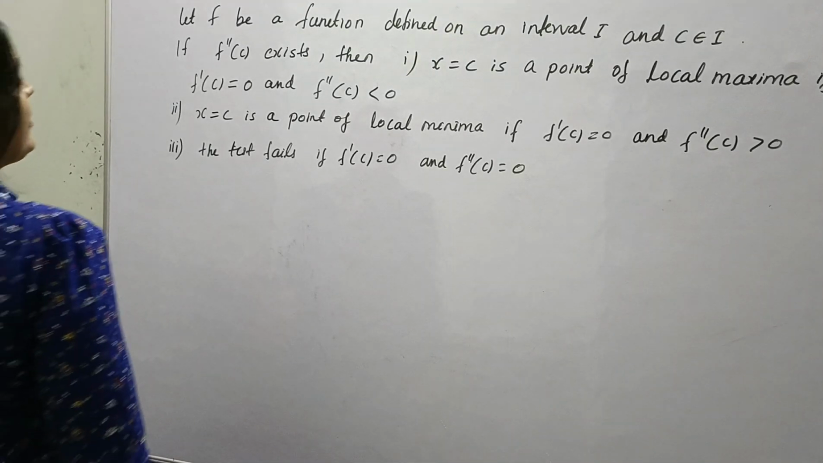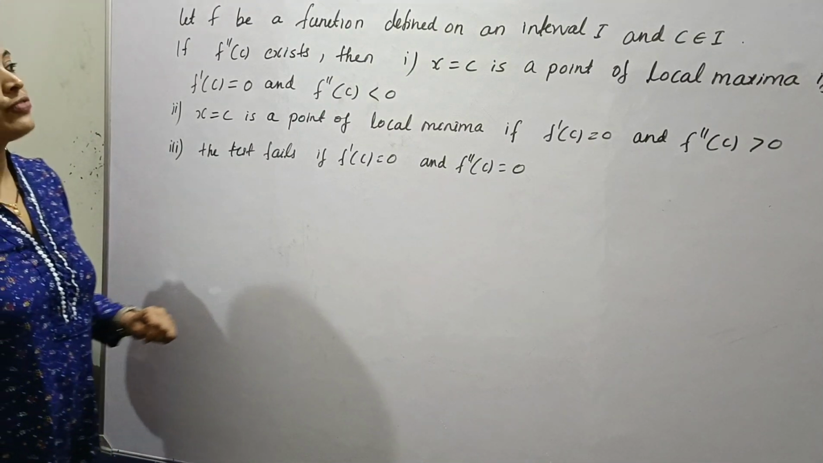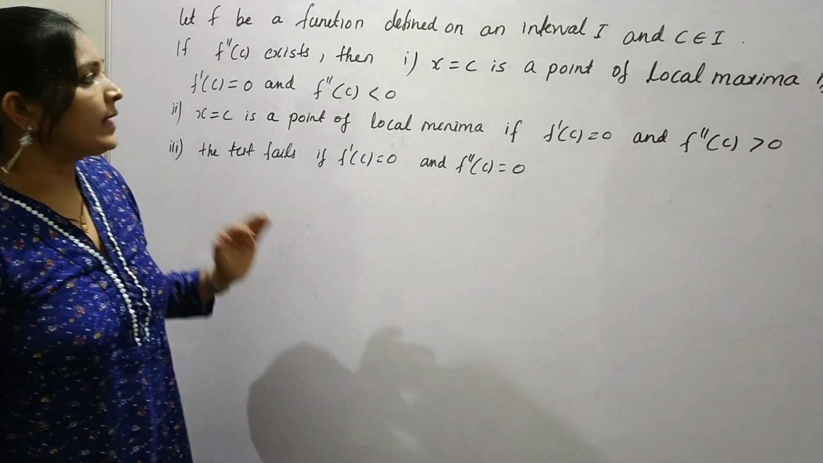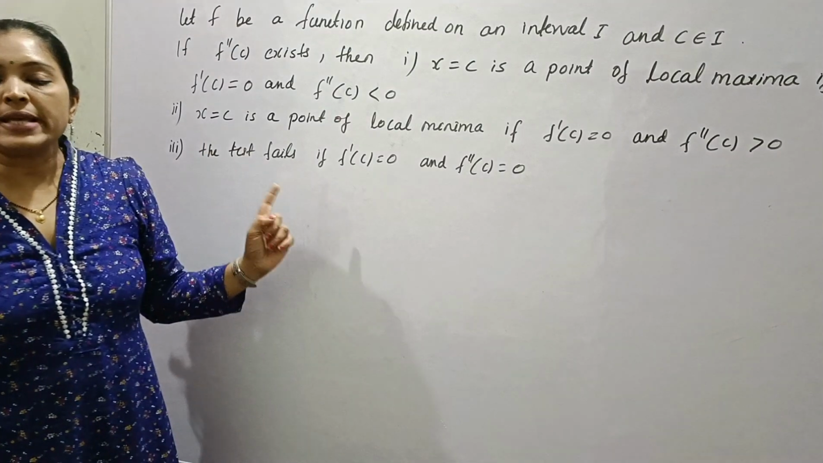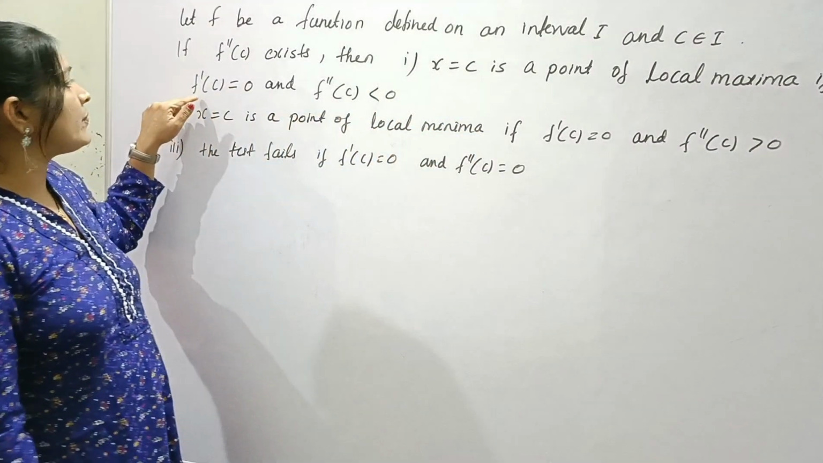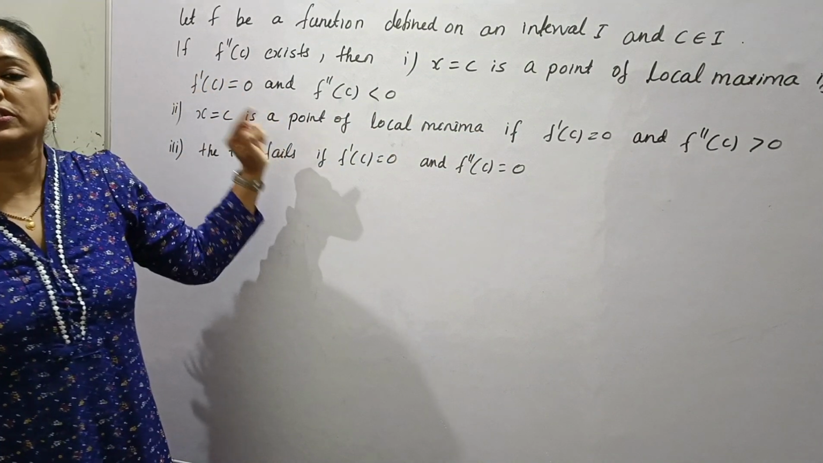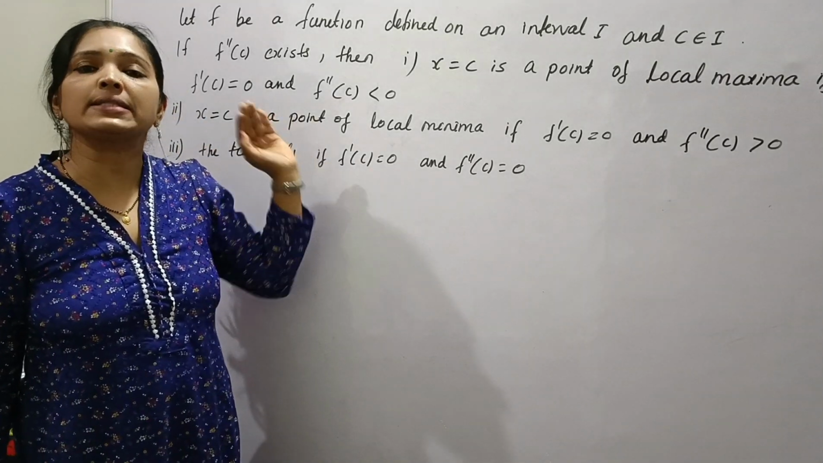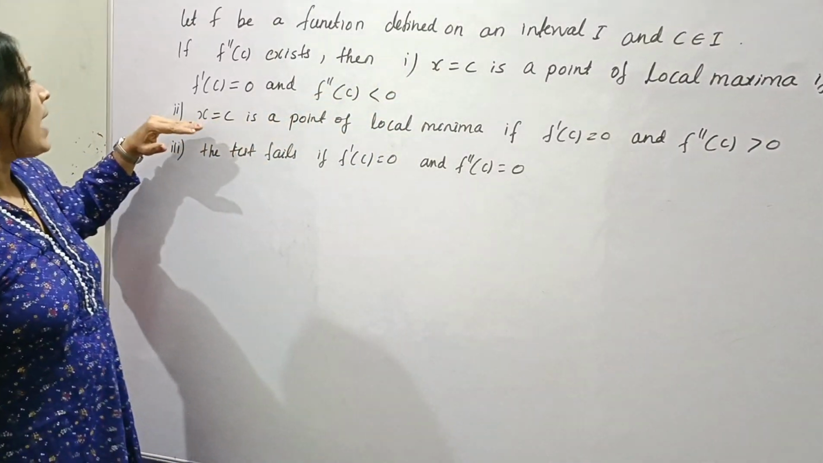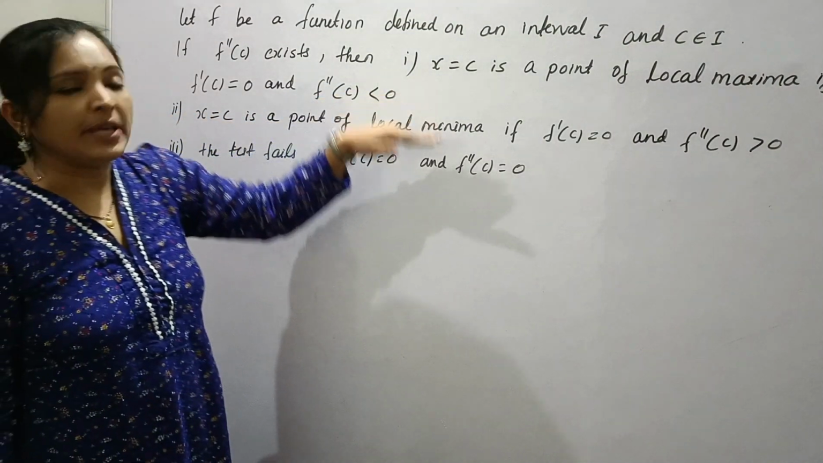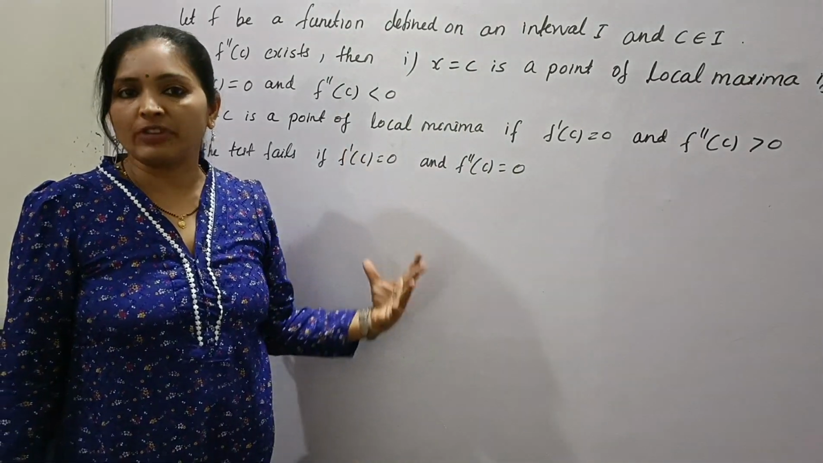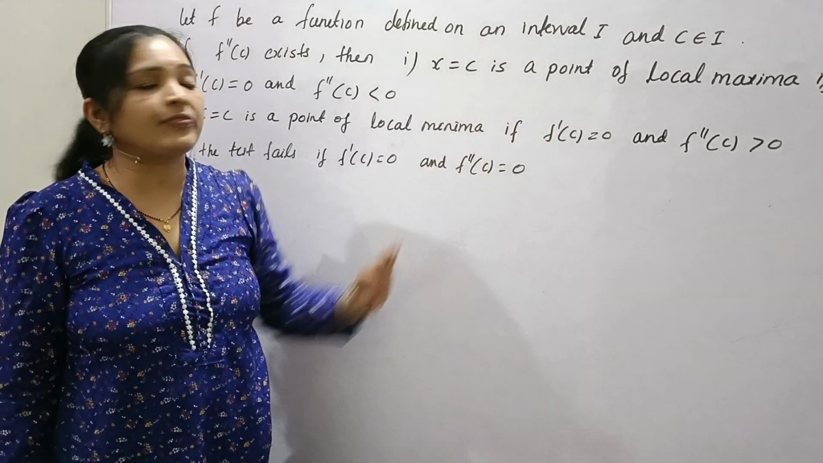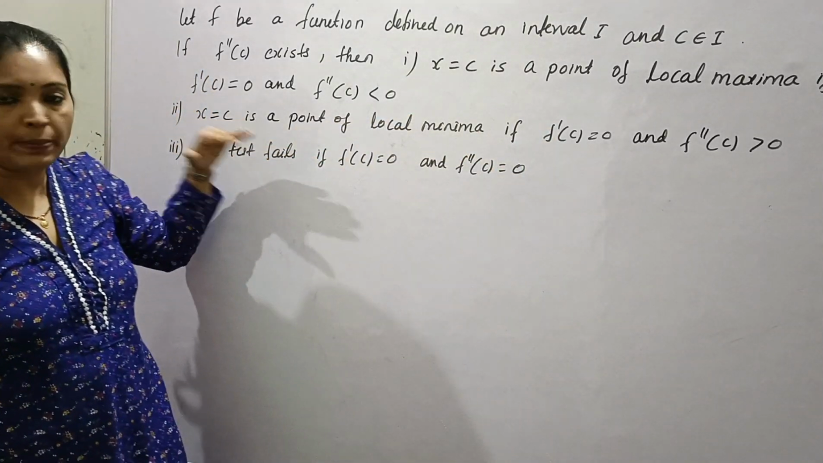Now let's learn the second derivative test. Let f be a function defined on an interval I and c belongs to I. If f double dash of c exists, then first, x is equal to c is a point of local maxima if f dash of c is equal to 0 and f double dash of c is less than 0. And x is equal to c is a point of local minima if f dash of c is equal to 0 and f double dash of c is greater than 0.